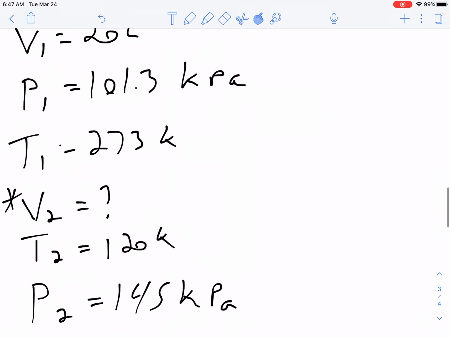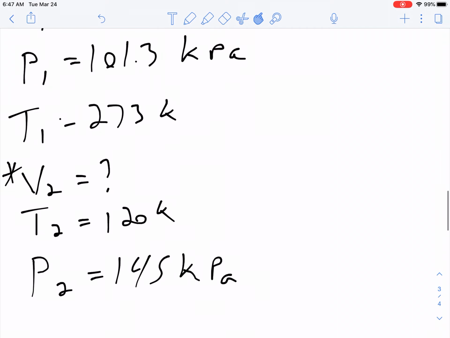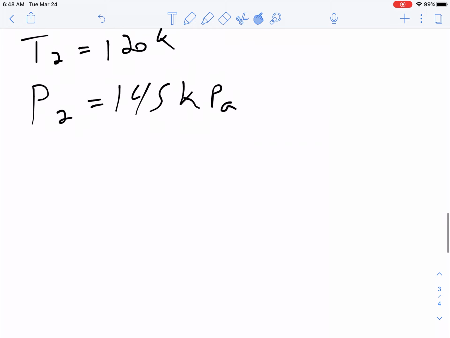Quick note about units. They've given us our pressures in kilopascals and our temperatures in Kelvin. We're going to be playing with ratios, so as long as our units are self-consistent, it doesn't matter that much. But technically speaking, we like pascals and not kilopascals.